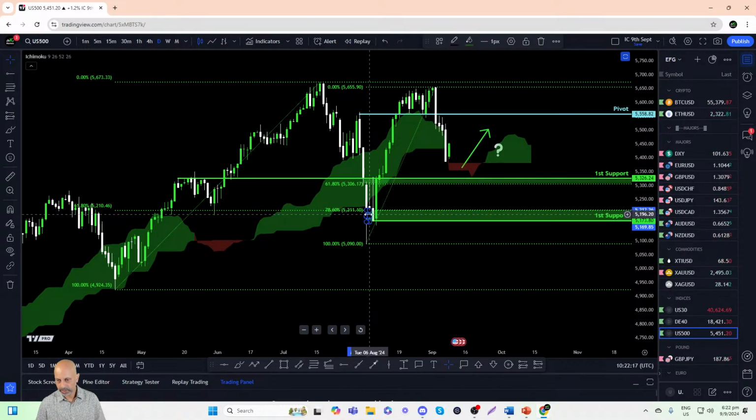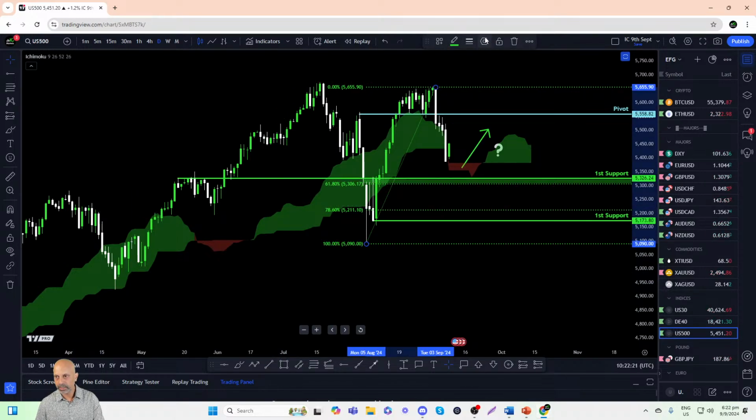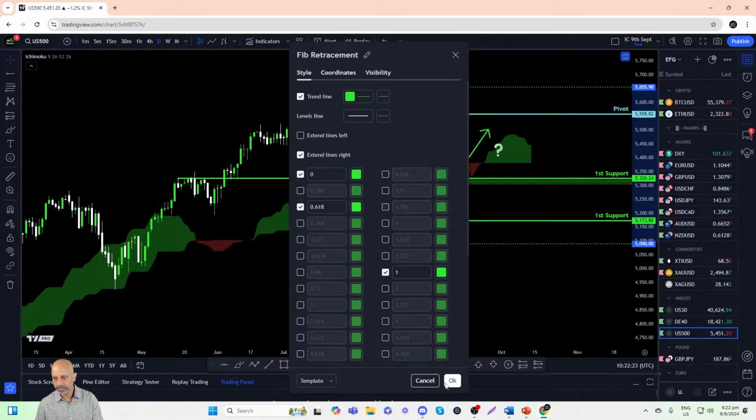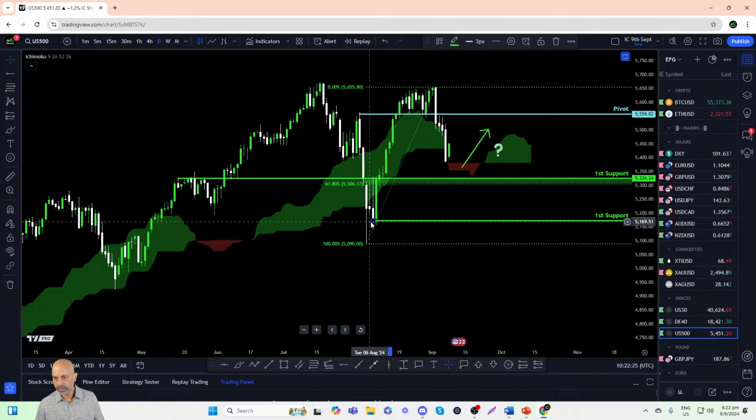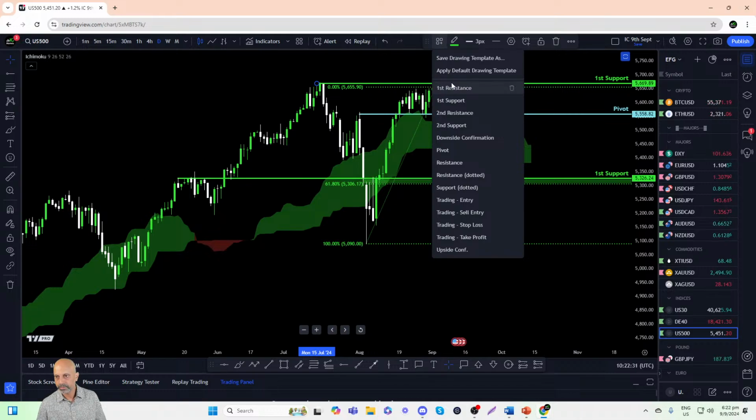And of course, now we can get rid of a few things. Let's just adjust the levels. And of course, the first resistance is simply going to be this swing high resistance at the all-time high in mid-July.